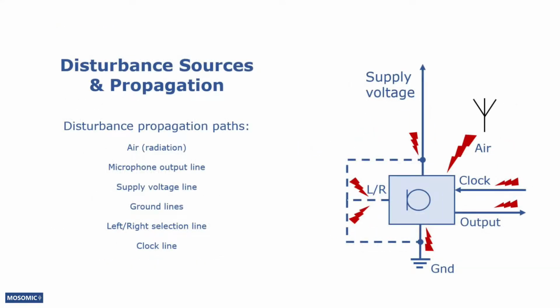There are many different paths for disturbances to find their way into the microphone signals. Air, in other words radiation that finds its way directly into the microphone package. The microphone output line, the supply voltage line, the ground lines, the left-right selection line in digital microphones that is connected to the ground or to the supply voltage line, or the clock line in digital microphones.